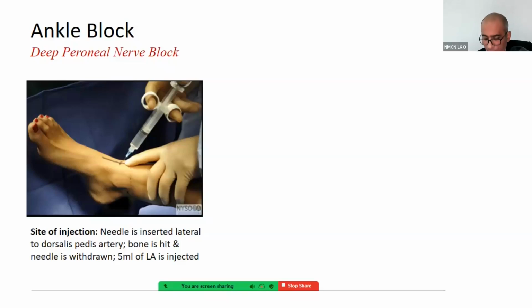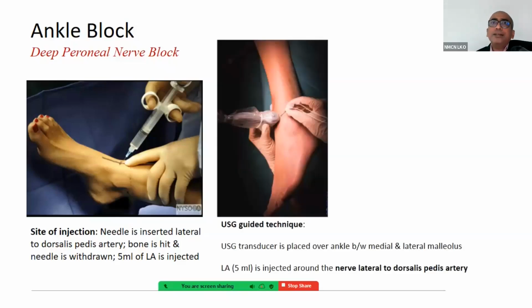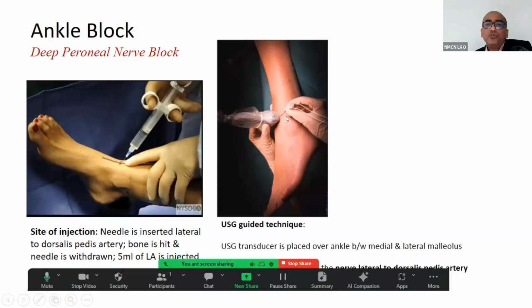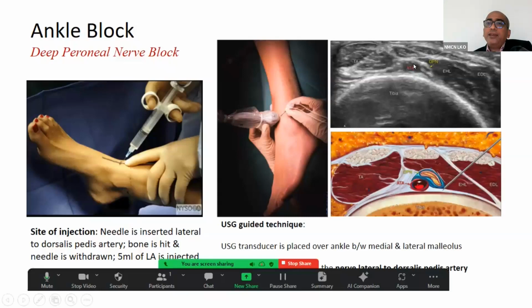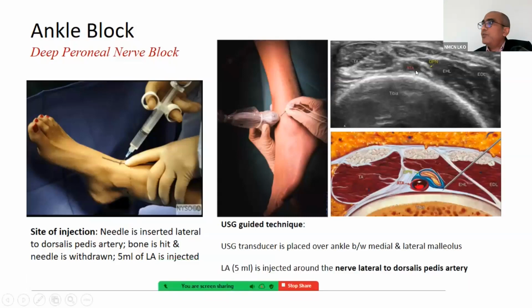This block can also be performed under ultrasound guidance, and the ultrasound probe is placed between the two malleoli, and we identify the dorsalis pedis artery over here. And lateral to the artery lies the nerve, and here we inject the local anesthetic. So this is how we perform the deep peroneal nerve block.